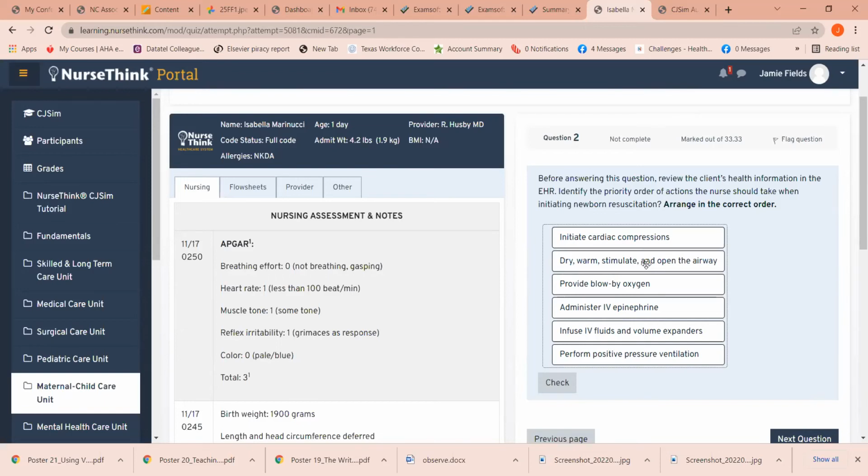We've got a debate going. I cannot see your votes, but I'm seeing more airway. So let's move up here. Dry, warm, stimulate, open the airway. Is that what you wanted to do? Okay, what do we do next?